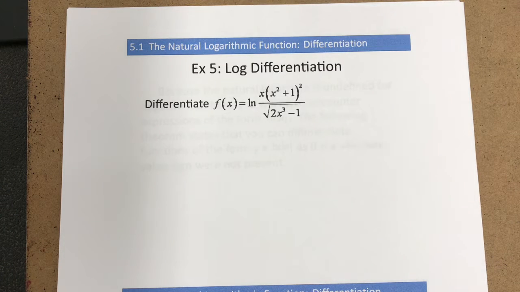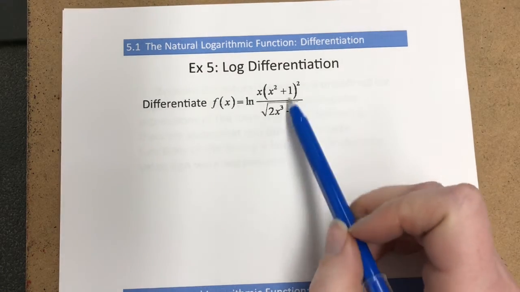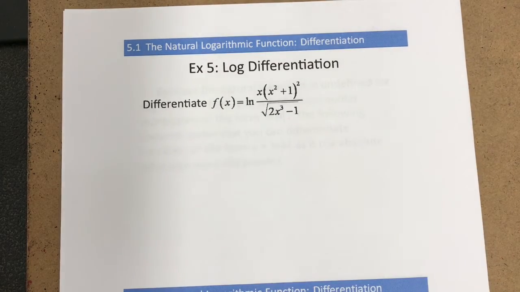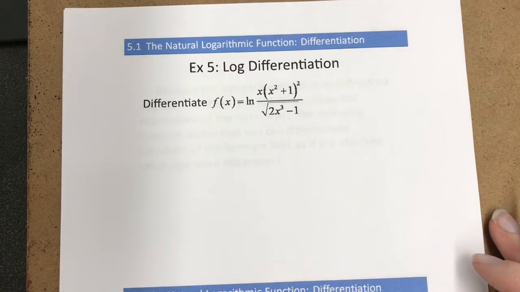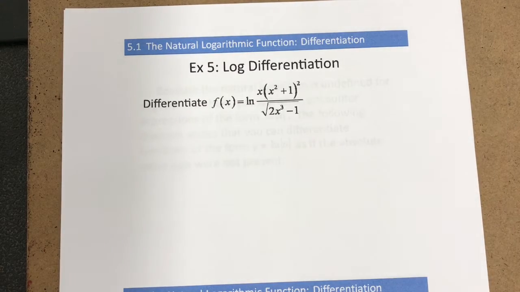All right, so we're going to continue with our natural log differentiation. Just like what we were doing yesterday where we had to use the properties of logarithms, I could either differentiate this and have it be really, really messy, or I could use my properties of logarithms to separate this out into smaller chunks and then differentiate those smaller chunks.